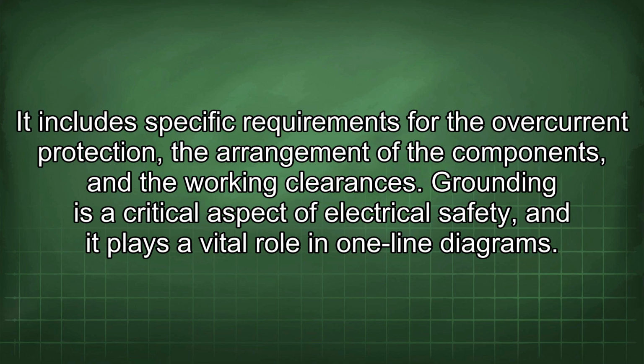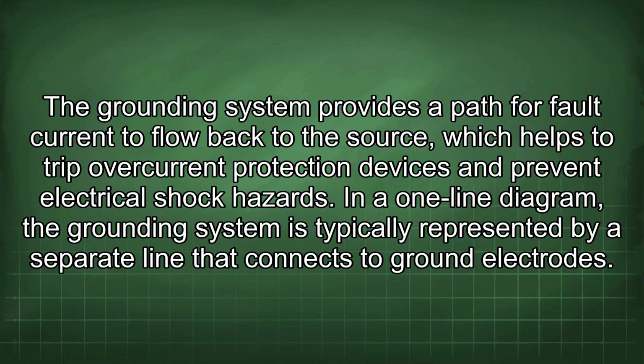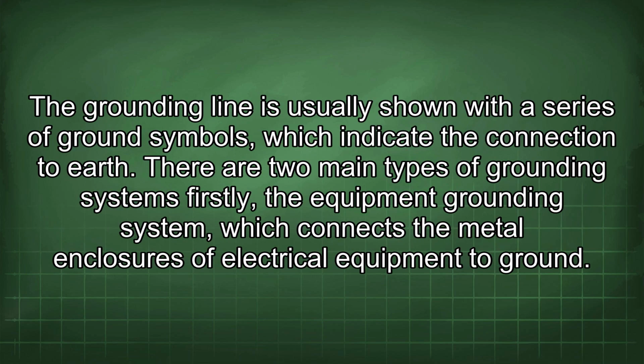Grounding is a critical aspect of electrical safety, and it plays a vital role in one-line diagrams. The grounding system provides a path for fault current to flow back to the source, which helps to trip overcurrent protection devices and prevent electrical shock hazards. In a one-line diagram, the grounding system is typically represented by a separate line that connects to ground electrodes. The grounding line is usually shown with a series of ground symbols, which indicate the connection to Earth.